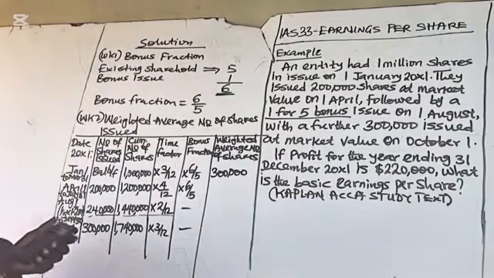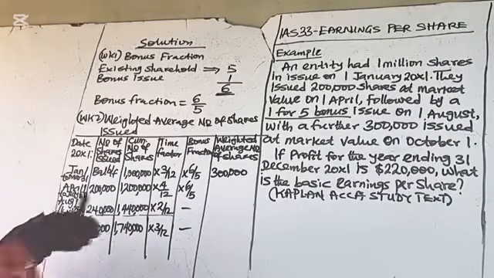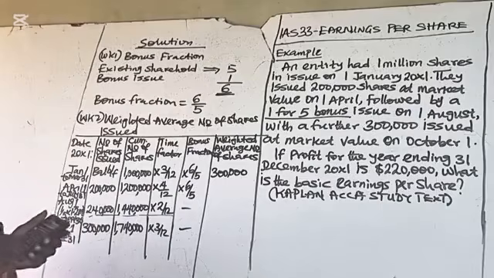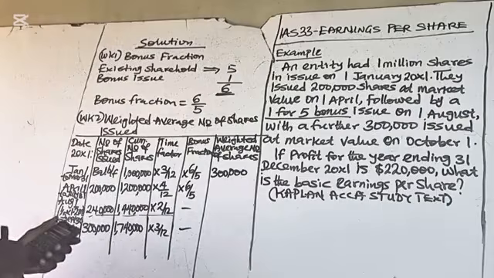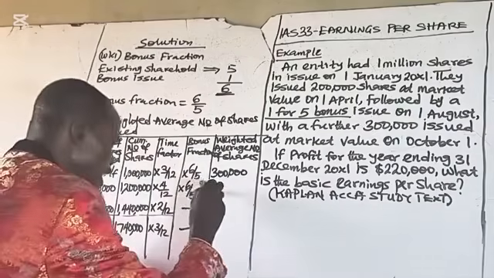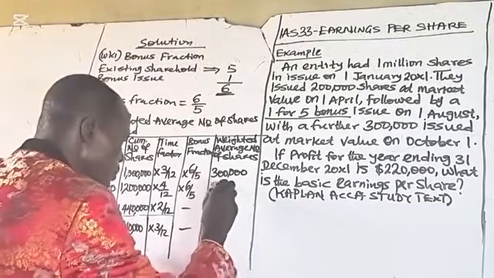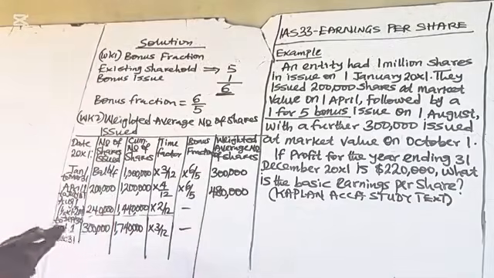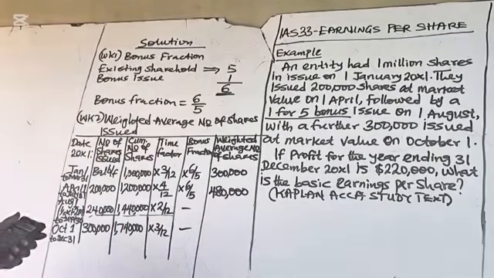Then 1.2 million times 4/12, 4 divided by 12, times 6 divided by 5. That is 480,000 shares. Then 1,440,000 times 2 divided by 12.